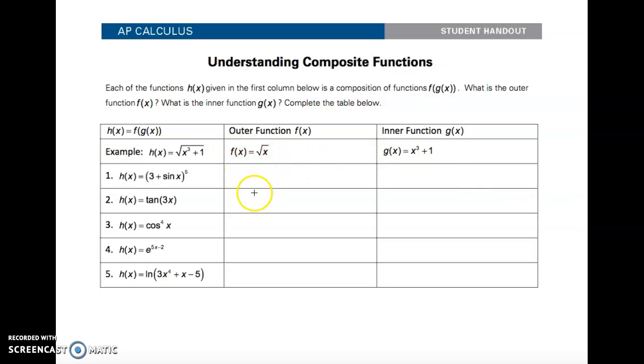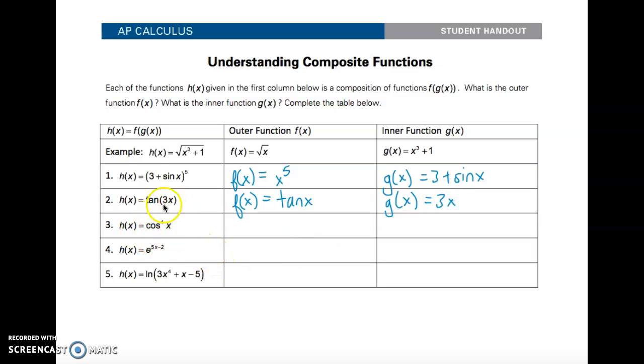If you want to pause and try these now, that would be awesome. Otherwise, you can keep moving through it with me. So for this first one, number 1, f of x, your outer function, the thing that's surrounding everything else, would be x to the 5th. And that makes my inner function 3 plus sine of x. For the next one, my outer function that's surrounding everything else is tangent, and my inner function is 3x.